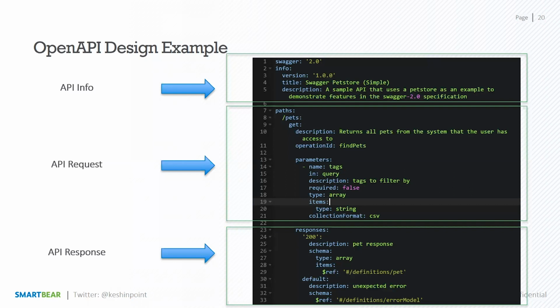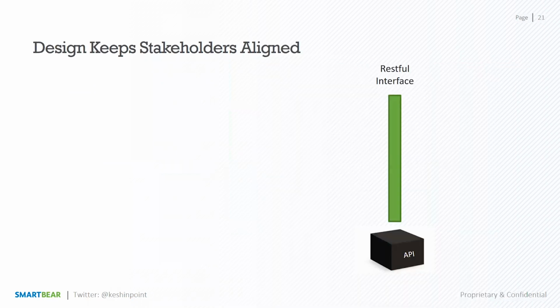Design is also important because it keeps all the internal stakeholders aligned. When you have that design front and center, and on the screen, the green box is indicative of API design.